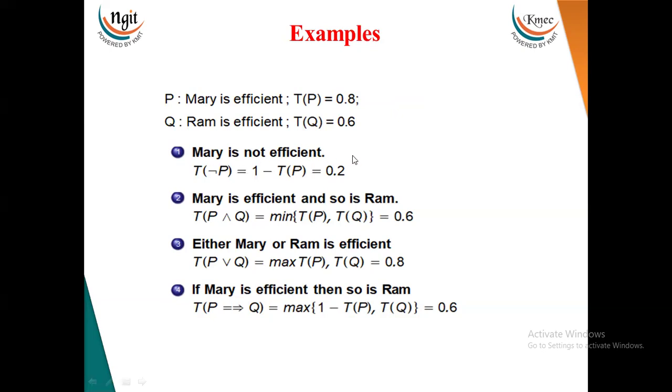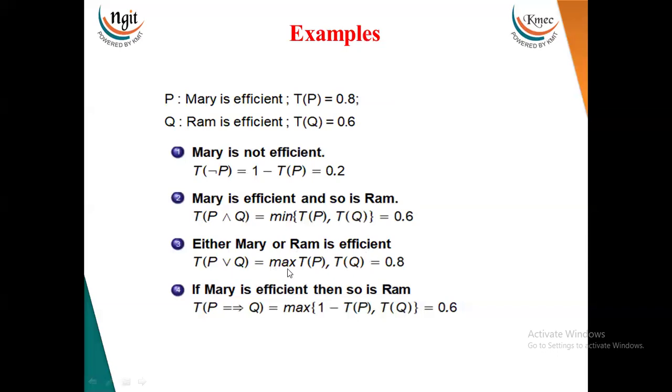Now we'll calculate Mary is not efficient. How to calculate this: negation of P, that is 1 minus T of P. So what is 1 minus T of P? 1 minus 0.8 is 0.2. Mary is efficient and so is Ram, we are saying both are efficient. So we'll calculate the minimum of T of P, comma T of Q. So what is the minimum of T of P and T of Q? It is 0.6. Either Mary or Ram is efficient is the or operator.